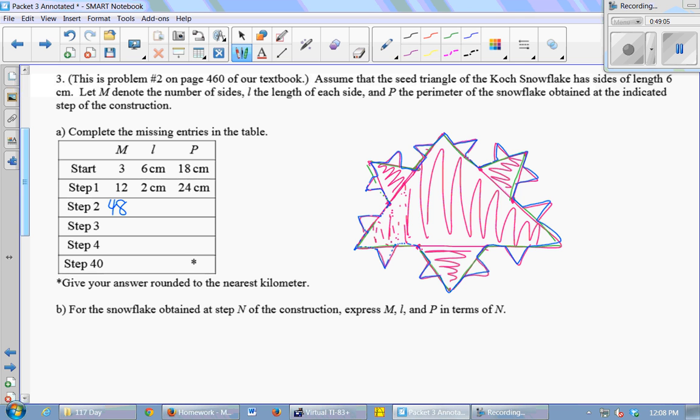And what's the length of each side? 2/3, yeah, because at my previous step, the side length was 2, and then I broke that into thirds, right? And so 1/3 of 2 is 2/3. So I have 2/3 as the length of each side, and then multiply 48 times 2/3 to get the perimeter.